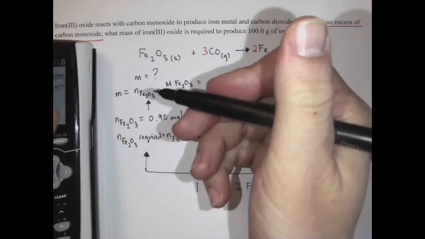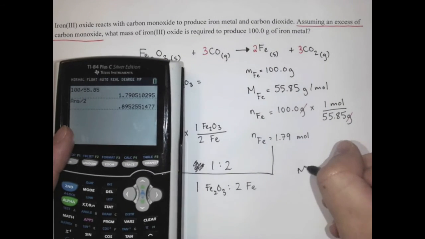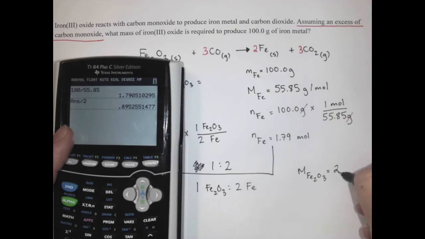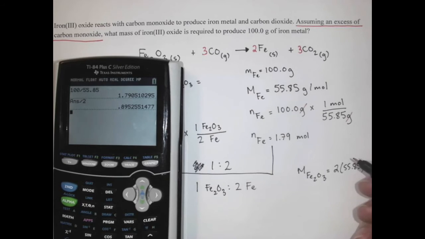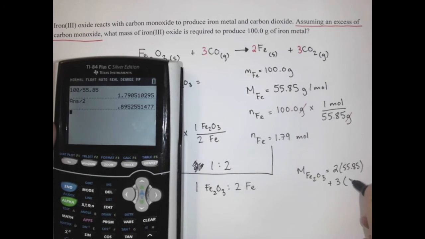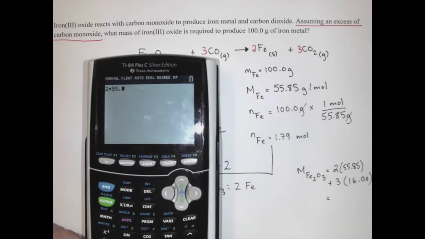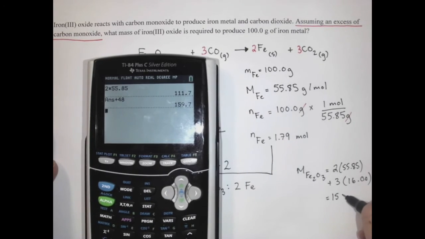So what is the molar mass of iron 3 oxide? Maybe I'll write it out down here. Well, I've got 2 irons, and they're both 55.85. And I have 3 oxygens, they're each 16. So let's figure what that is. 2 times 55.85 plus 3 times 16 is 48. So we get 159.7 grams per mole.